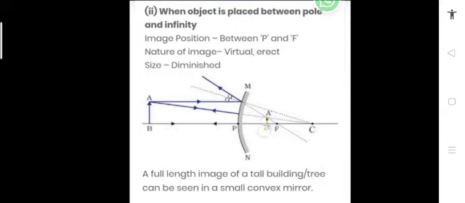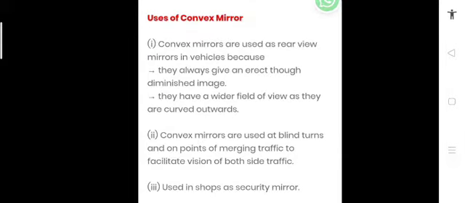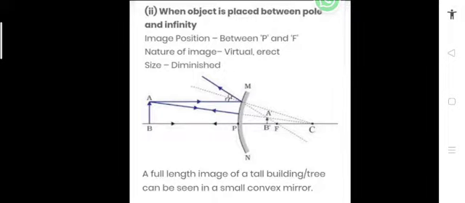So the image will be formed at A dash B dash. The image position is between P and F, and the nature of the image is virtual and erect, and the size is diminished, that means small. Next, a full length image of a tall building can be seen in a small convex mirror. This question is asked many times in board exams. Which type of mirror is used to see a full length image of a tall tree, building or tower? Always remember the answer should be a small convex mirror.